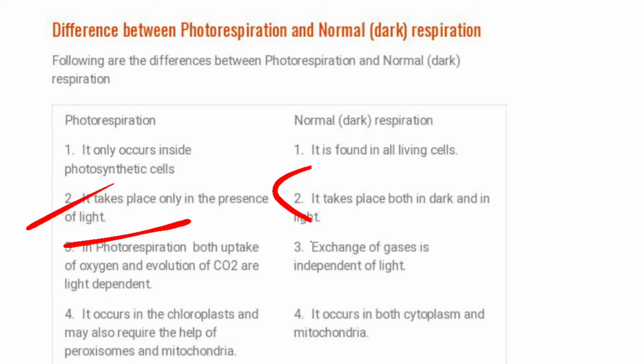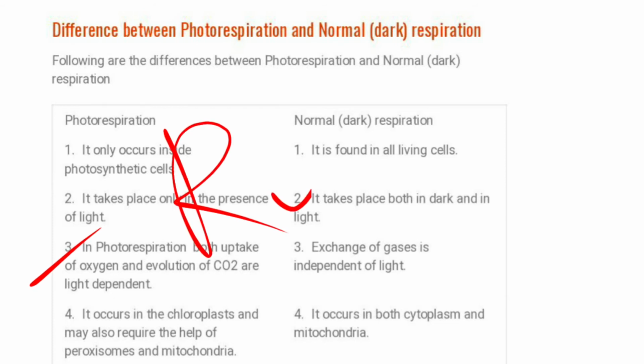Okay, come to the third point, and here we have the third point. In photorespiration, both uptake of oxygen and evolution of carbon dioxide are light dependent. Means in the photorespiration process, what we have seen is that your RuBP, substrate ribulose bisphosphate, was accepting oxygen in presence of what, Rubisco enzyme, and the Rubisco enzyme was showing its oxygenation property, and in turn it was evolving carbon dioxide, the fixed carbon dioxide. Clear?